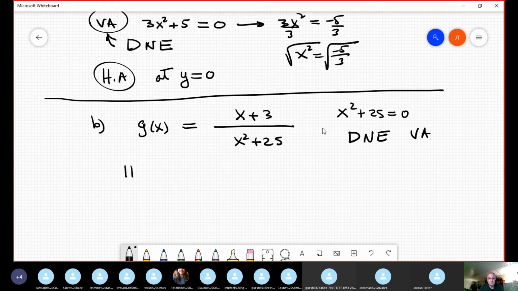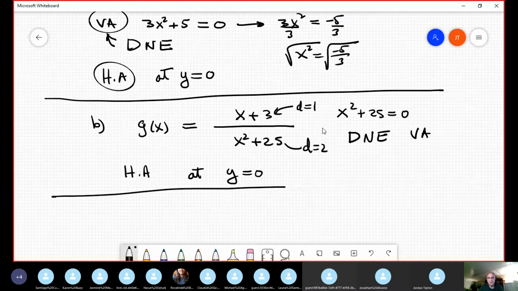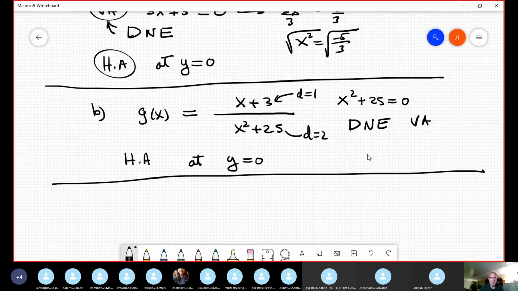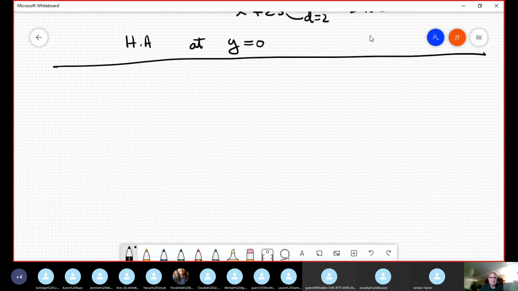Horizontal, yes. Horizontal is similar, no? We have a special case at y equals 0 because the degree of the polynomial on the top is 1, the degree of the polynomial on the bottom is 2, perfect. Yes, we have no vertical, we have horizontal. And that's B.